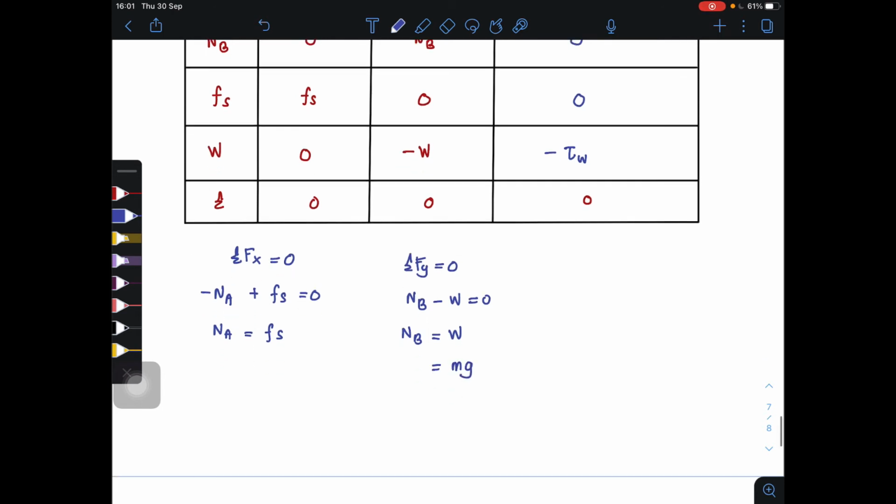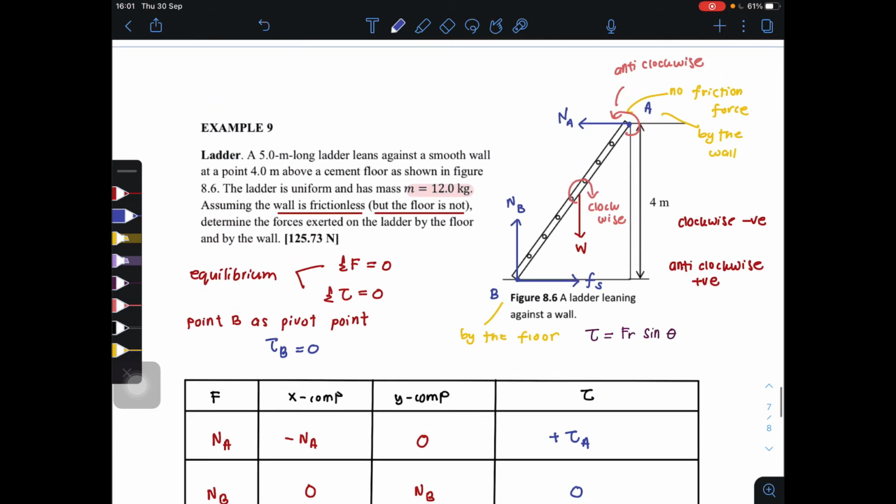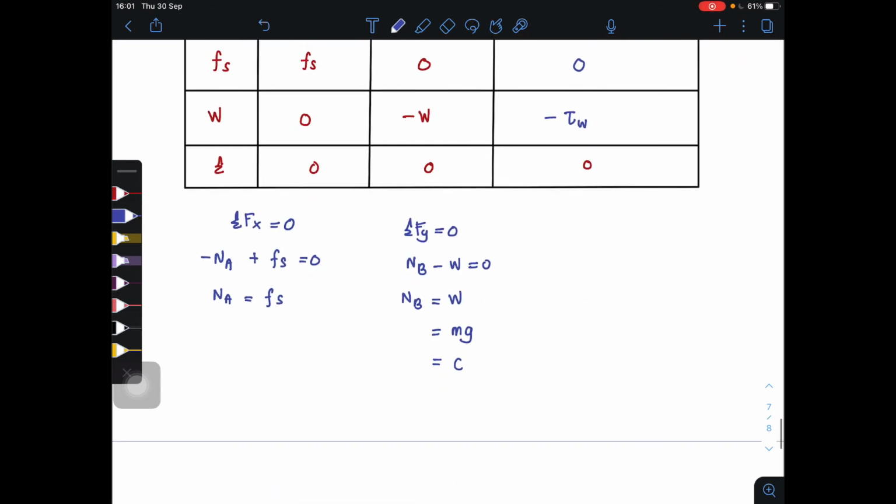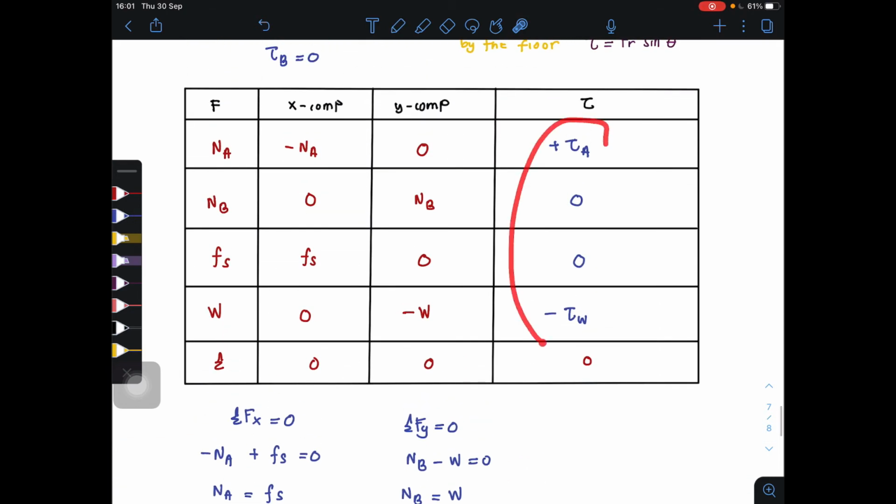Is equal to mg, and then masukkanlah mass of the ladder, which is berapa mass dia? 12 kg. And then G is 9.81. So kamu akan dapat NB is equal to 117.72 Newton. Okay, so next one, kita keluarkan this one pula.